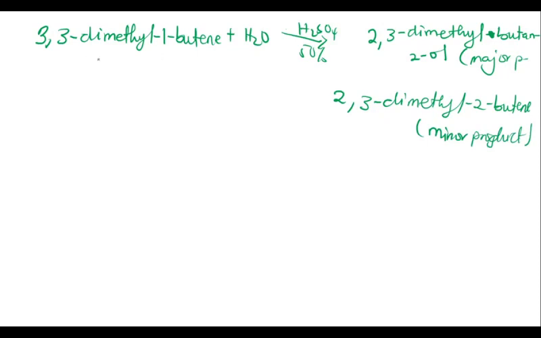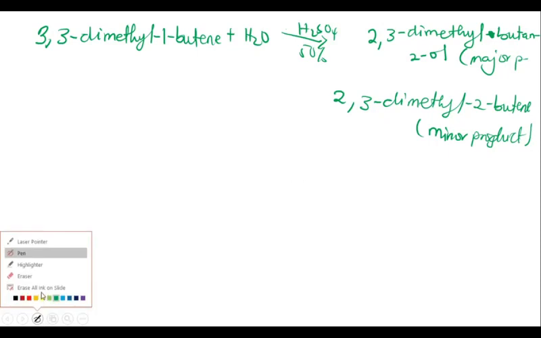So it means when we react 3,3-dimethyl-1-butene with water in the presence of 50% H2SO4, we get 2,3-dimethylbutan-2-ol as our major product, and we also get 2,3-dimethyl-2-butene as our minor product. Now the question is asking us to write the mechanism, how come an alcohol and then another alkene is produced from this reaction. So let's go ahead and write our mechanism.